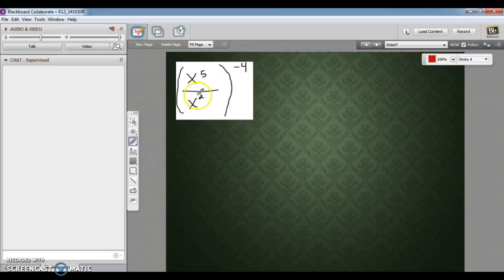So let me show you how to do this. When dividing, we just subtract, right? So this base is the same as that base. So these are subtracted. 5 minus 2 is 3. So we have x cubed raised to the power of -4.